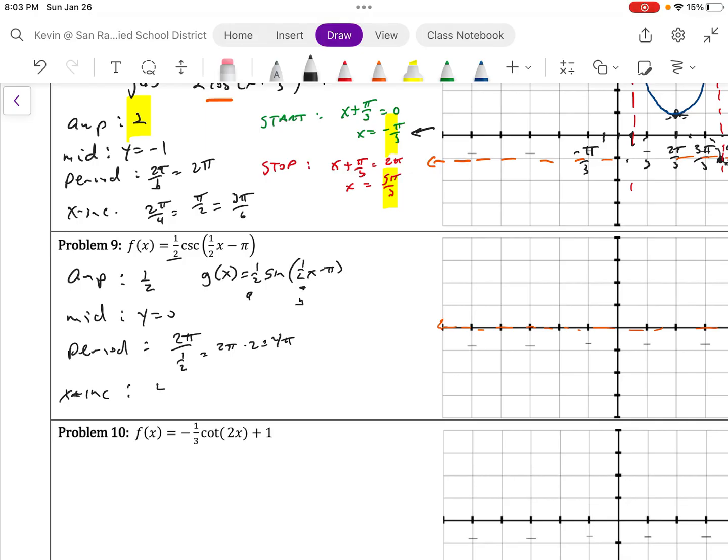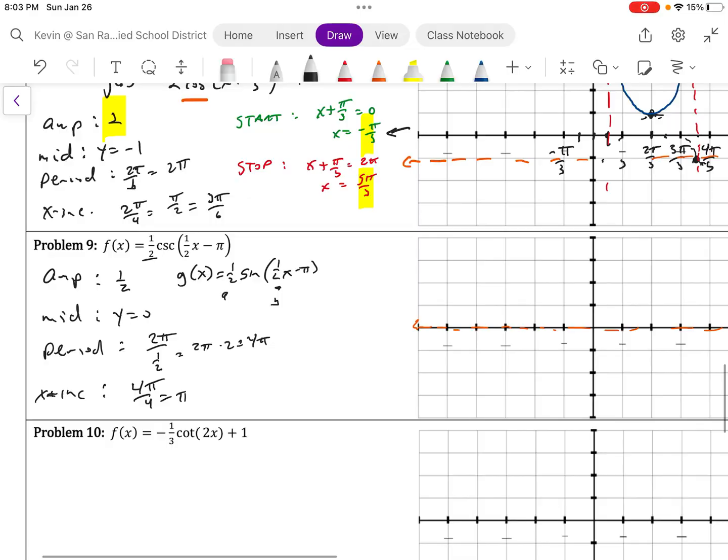That's my period. My x increments are 4 pi divided by 4, so pi. All right, start: 1/2 x minus pi equals 0. So 1/2 x equals pi. X equals 2 pi. There's my start.